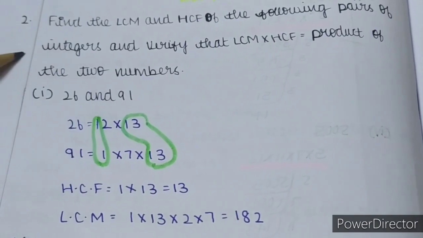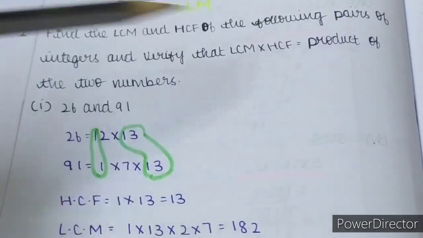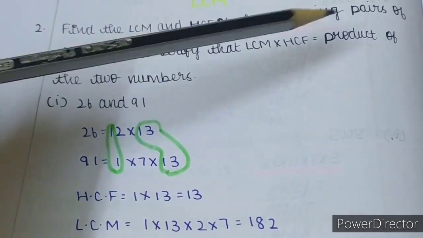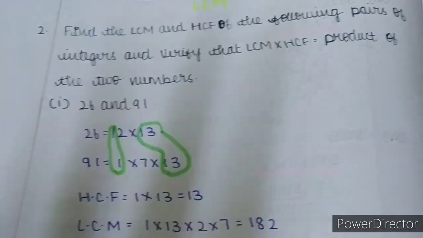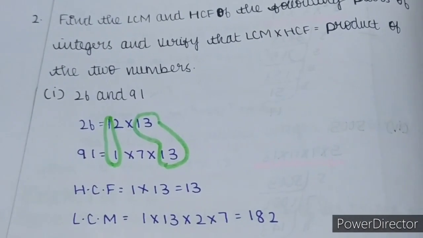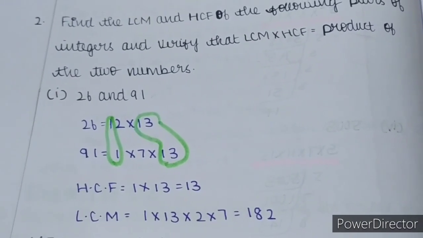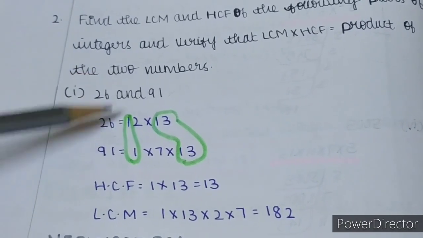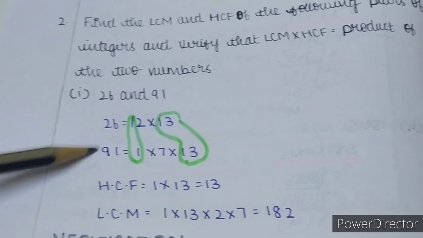The second question is, find the LCM and HCF of the following pairs of integers and verify that LCM into HCF is equal to product of the two numbers. What they say is we need to find the LCM and HCF, and we need to verify that LCM into HCF is equal to product of the two numbers, as the formula we read earlier. So the first subdivision of the second question is 26 and 91. We need to take the prime factorization of both the numbers 26 and 91.